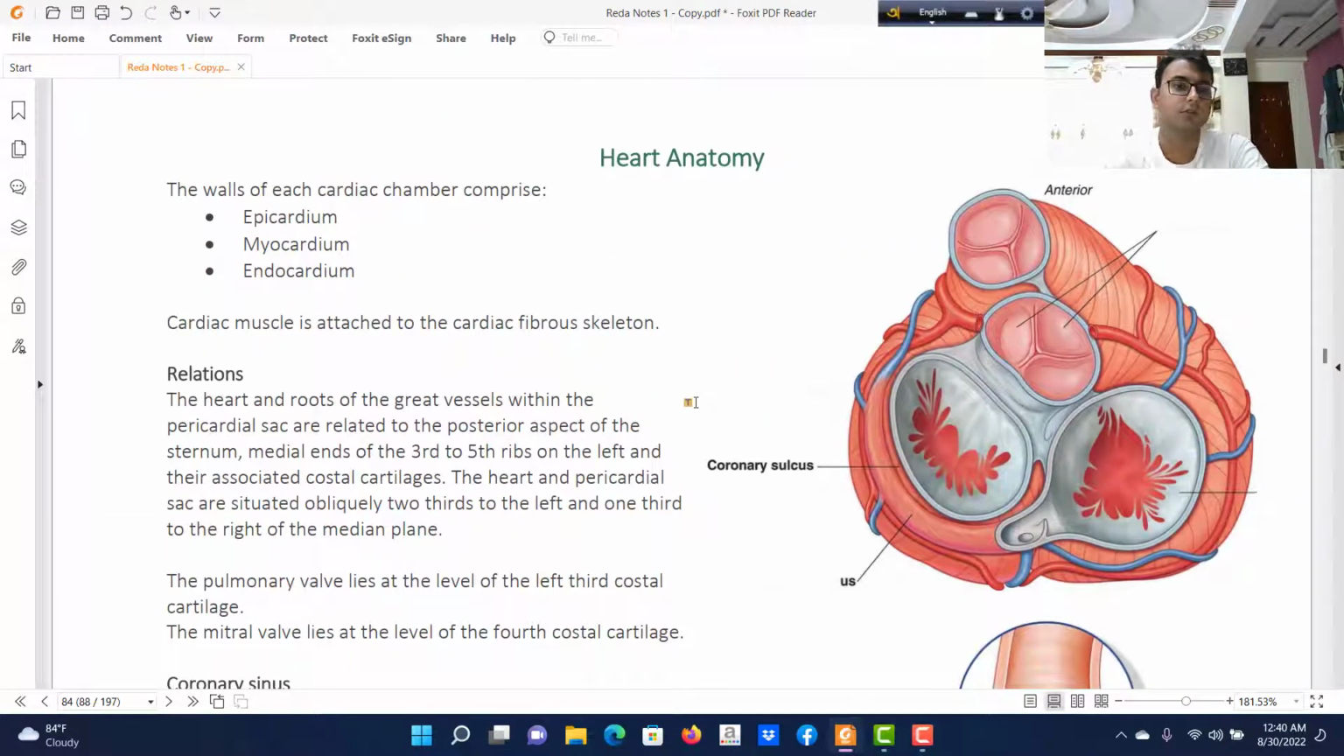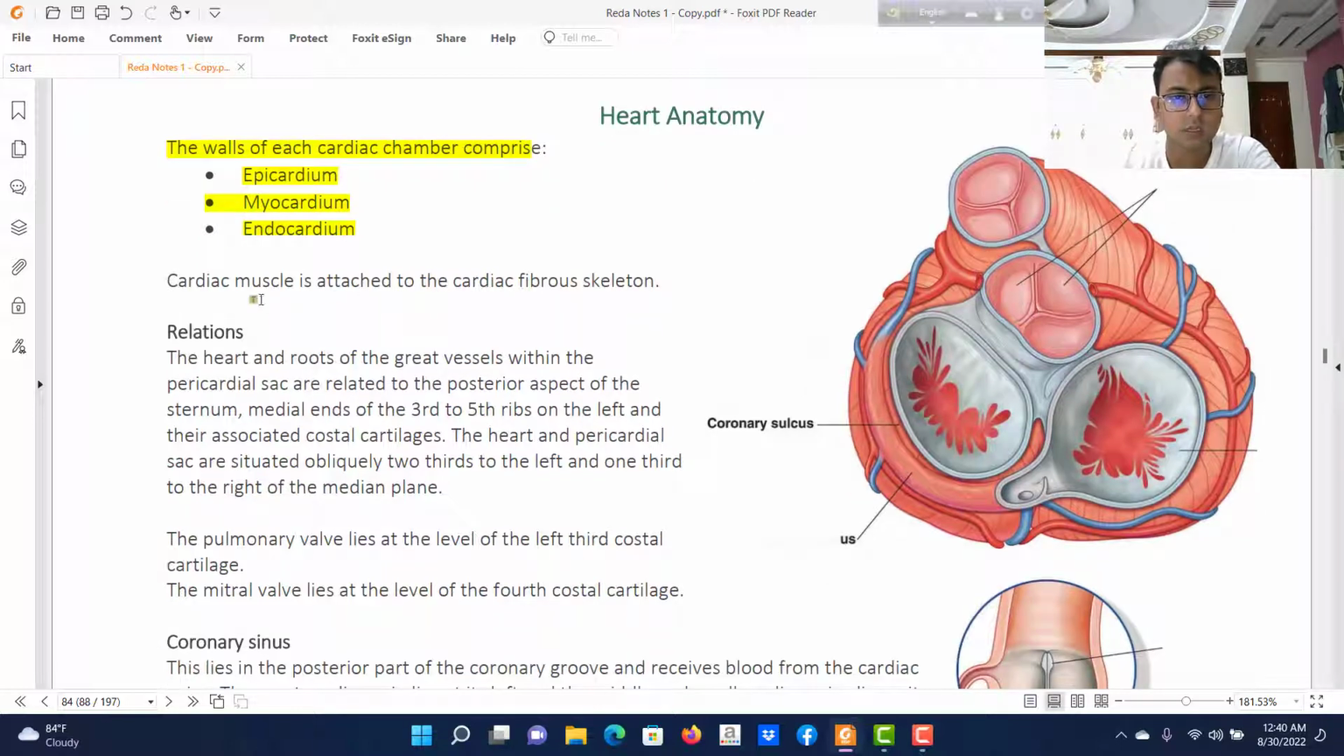Now the heart's anatomy. The heart is a hollow muscular organ. It has a muscular wall along with some tubular structures. The wall has a strong muscular arrangement, that is epicardium, myocardium and endocardium. There are three layers. Myocardium has important muscularity which helps in contraction of the heart, and the cardiac muscle is attached to the cardiac fibrous skeleton.